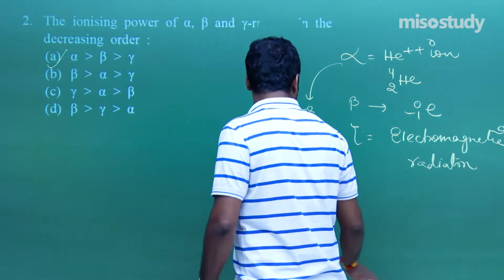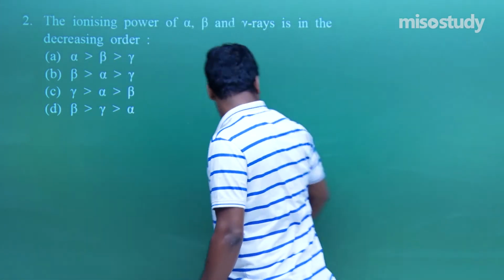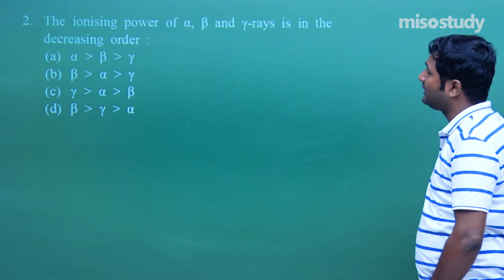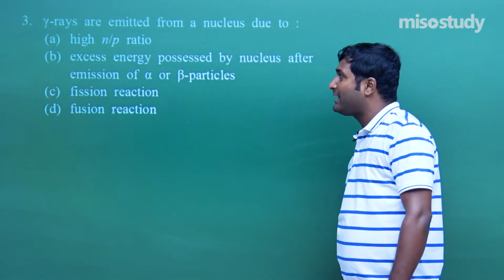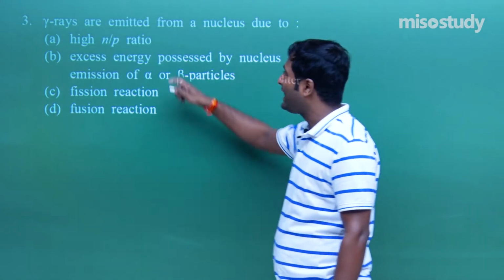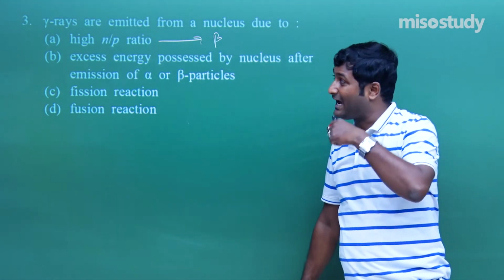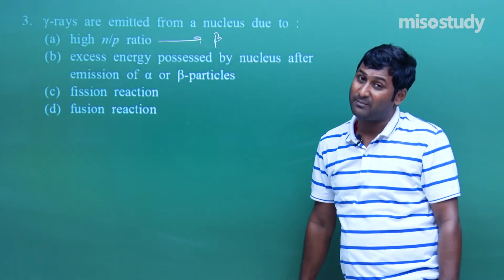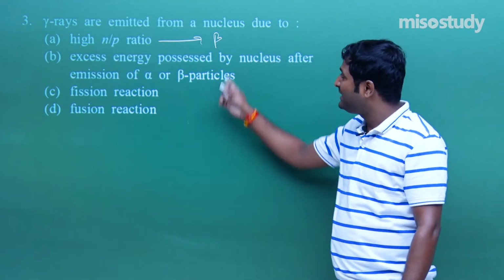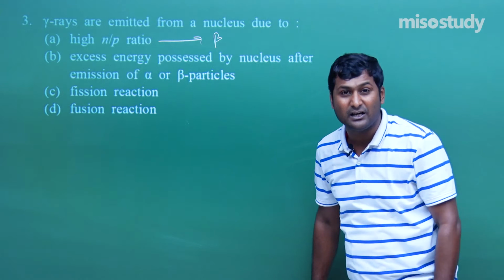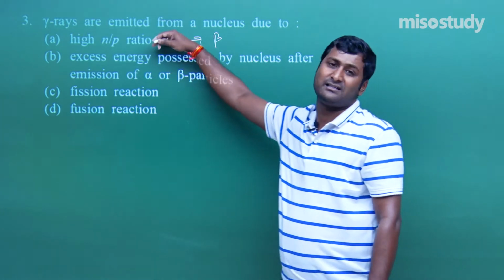Now let's move to the next question. What will happen? Check it out. Question number 3. Gamma rays are emitted from a nucleus. Why gamma rays? Look at a high N/P ratio. If there is a high N/P ratio, then beta emission takes place. Again, I discussed during my lecture the cause of radioactivity. If the N/P ratio is more than the stability value, then beta emission takes place. If the N/P ratio is less than the stability value, my friend, what will happen? Positron emission takes place. So definitely this is not the answer.